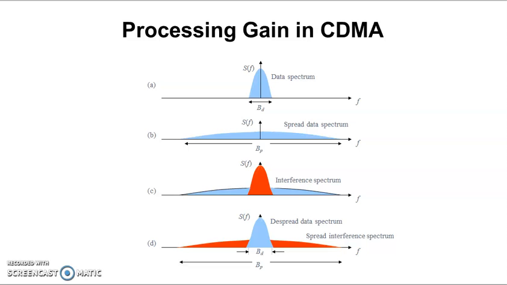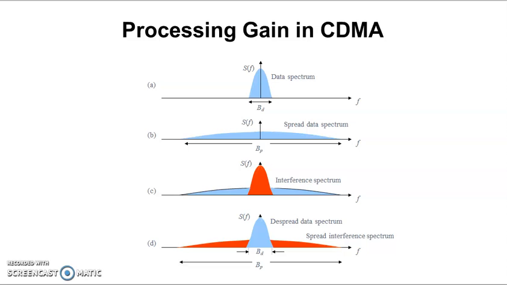Here in the figure, A is the data spectrum, B is the spread spectrum due to a PN sequence, C is the interference spectrum, and D is the correlated output with the despread data spectrum and the spread interference spectrum. So to find out the gain and the capacity of a CDMA, we need to know the data rate.